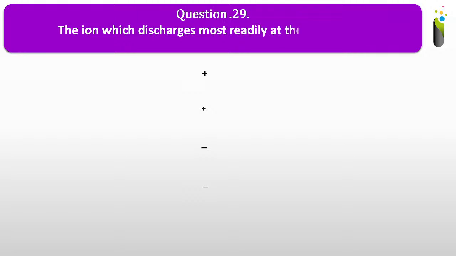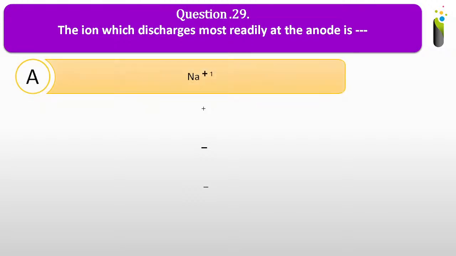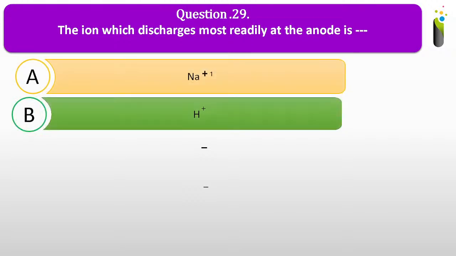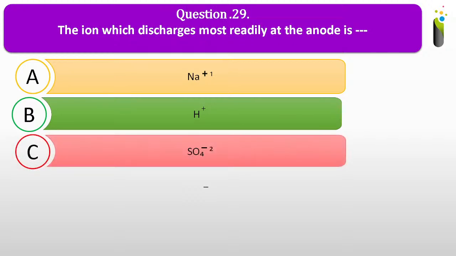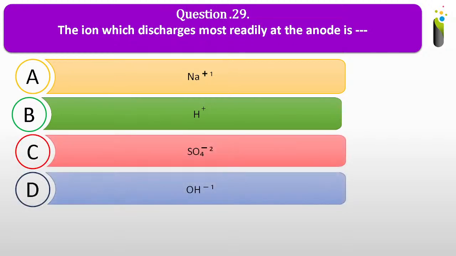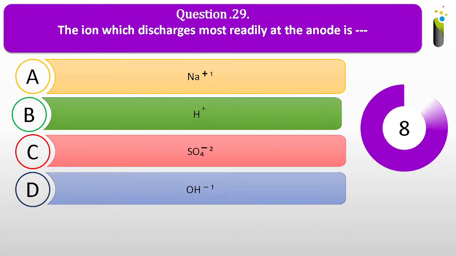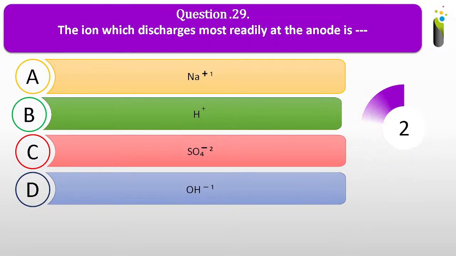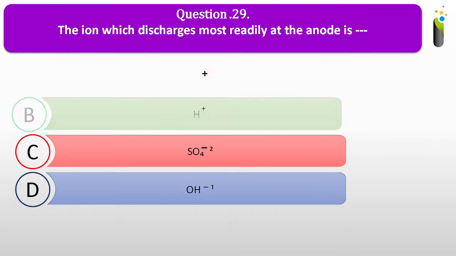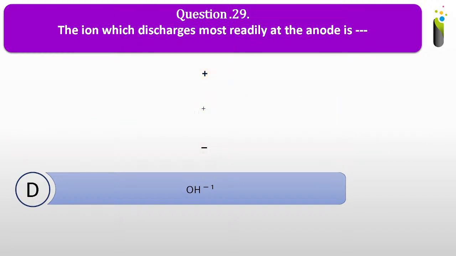The ion which discharges most readily at the anode is dash. A. Na plus 1. B. H plus. C. SO4 minus 2. D. OH minus 1. And the correct answer for this question is OH minus 1. This is the ion which discharges most readily at the anode.